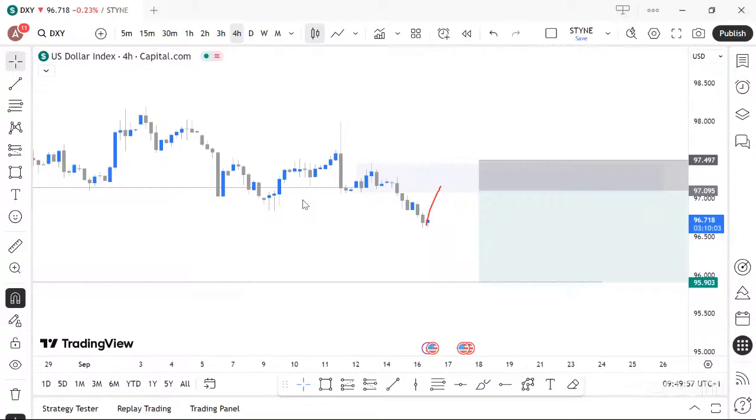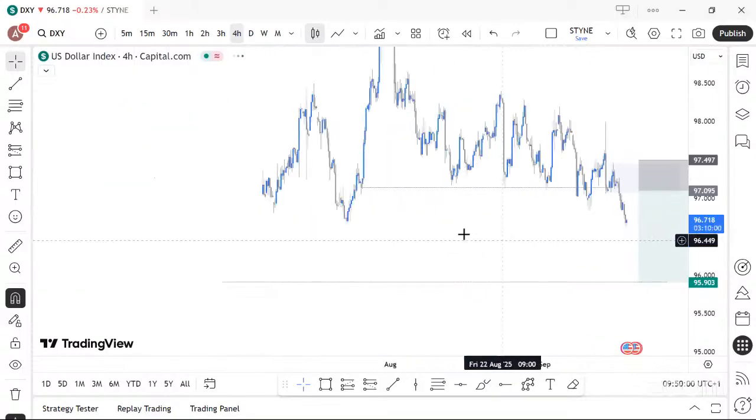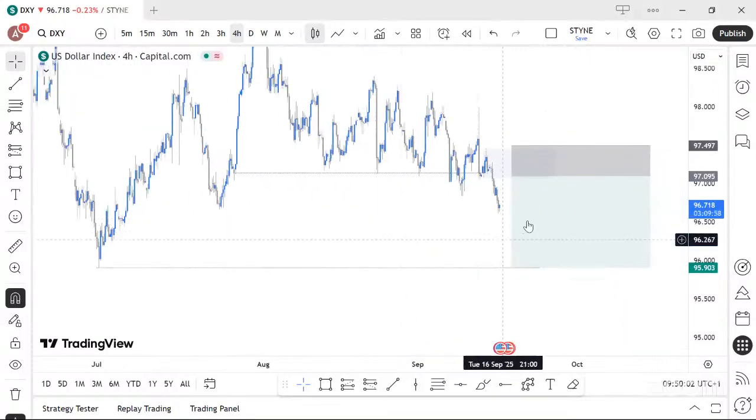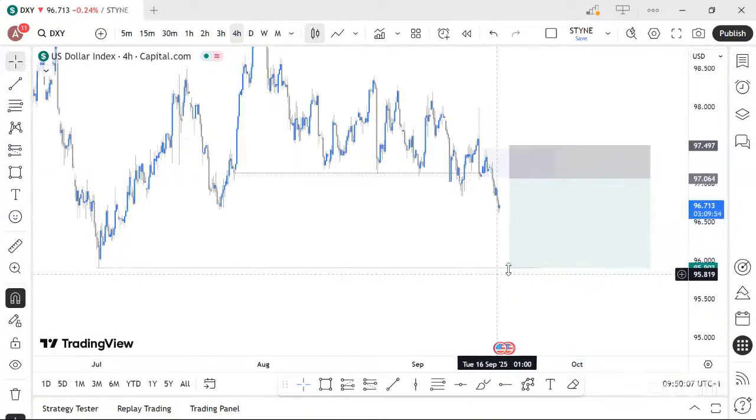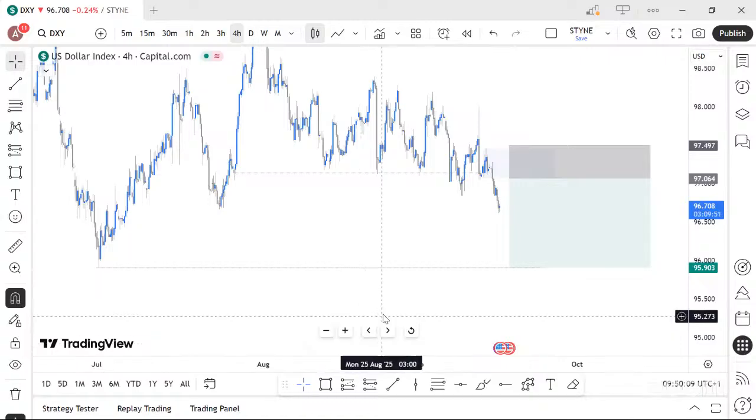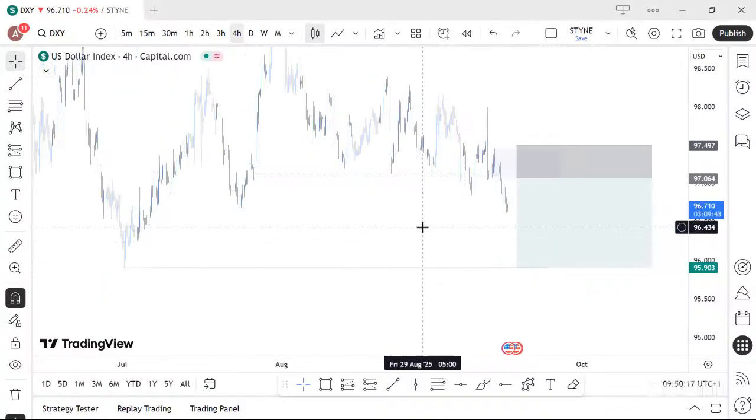So Mr. Kenneth Okafor, I hope this quick analysis on DXY is good for you. Okay, so I'm looking for DXY to trade all the way till this low. Is that okay? So that's my lookout for DXY. Okay, thank you very much.